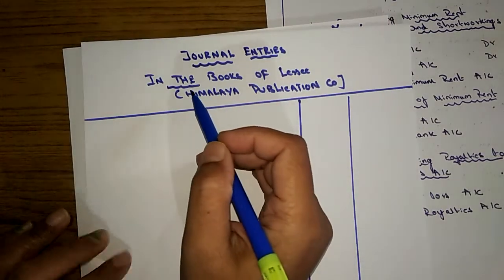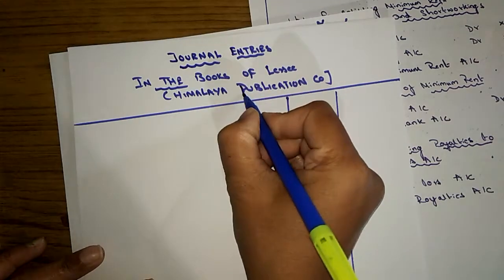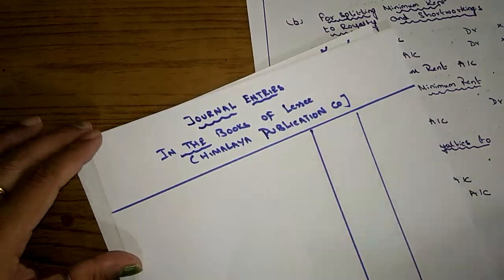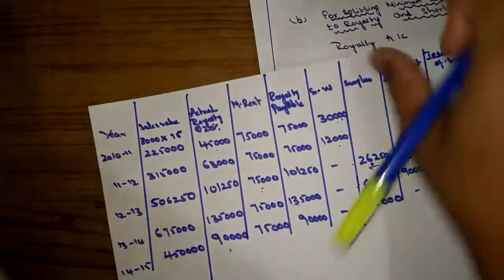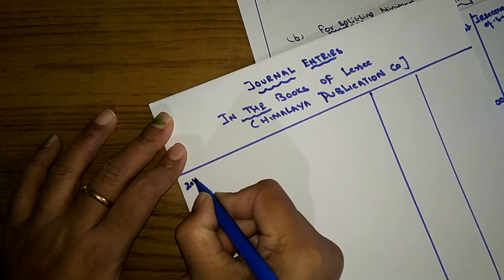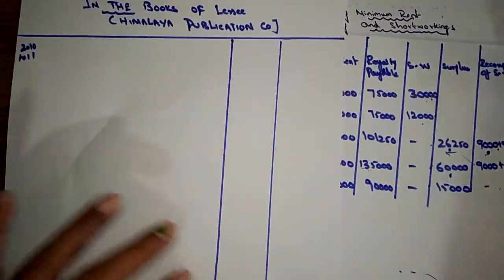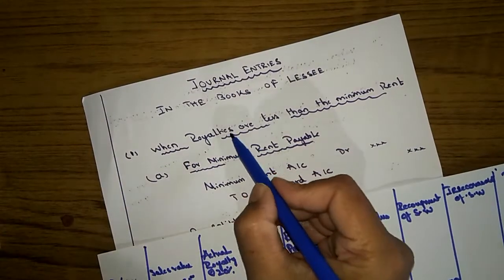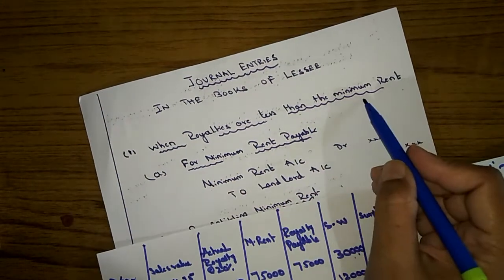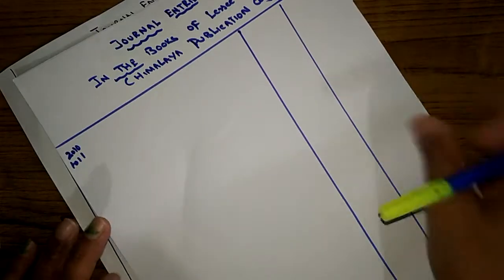Okay, let's start passing the journal entry in the books of lessee. Here the lessee is Himalaya Publication Company. So when the royalty for the first year, this is for the year 2010 to 11, when the royalty is less than the minimum rent, we need to pass the four entries. Already we discussed about these entries. So let's start passing journal entries directly.